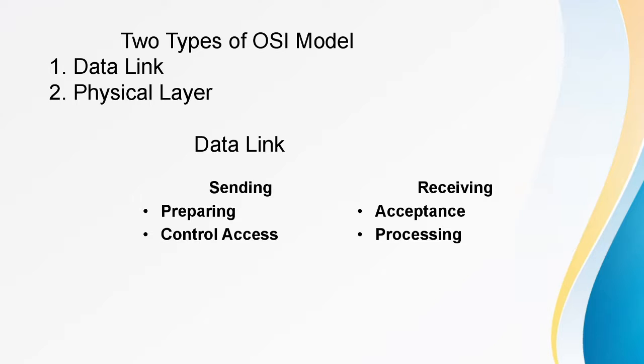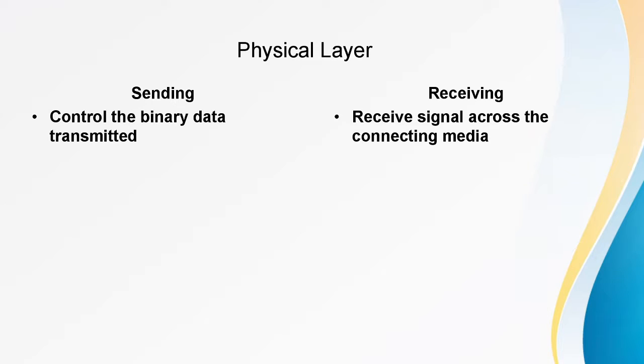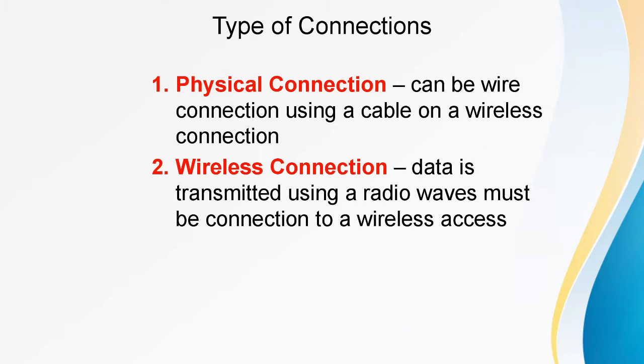In the earlier video, I discussed the data link and physical layer and their sending and receiving process. In the sending, there's the preparing, control access, receiving, acceptance, processing. In the physical layer, in sending, control the binary data, and in receiving, receive the signal across the connecting media.